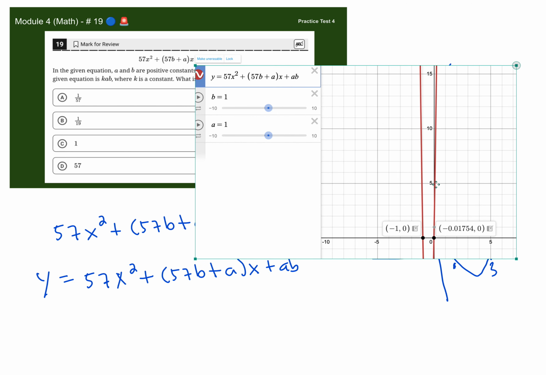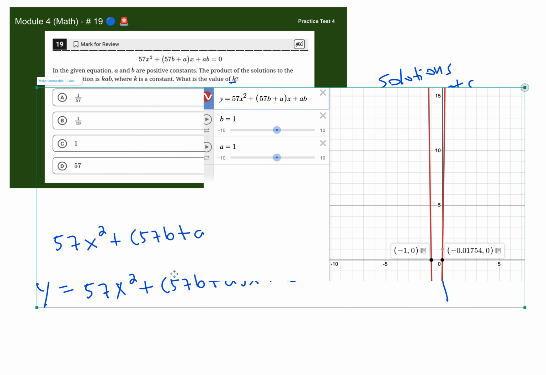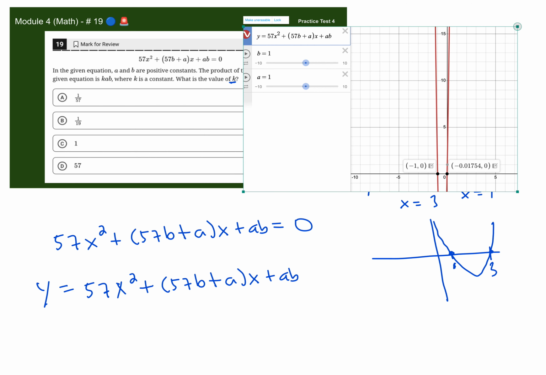So what this is saying, so I can lower this here. What this is saying is that when A is 1 and when B is 1, Desmos is plugging 1 in for B right there, and plugging 1 in for A right there, and also 1 in for A right there. The solutions are -1 and that decimal number right there.